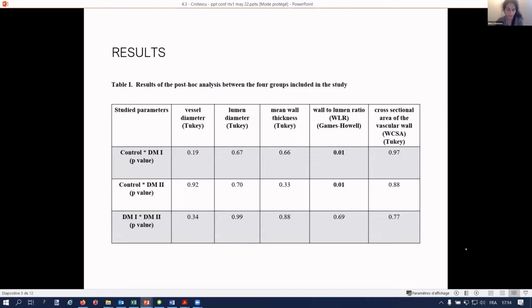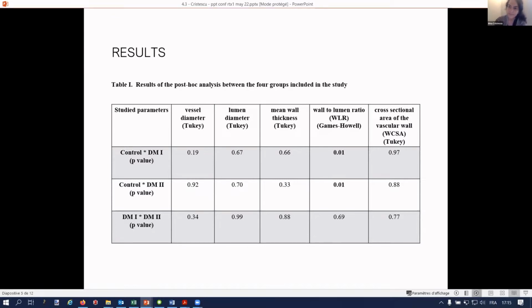The post hoc analysis between the groups included in the study showed significant differences of the wall-to-lumen ratio values between the control and type 1 and type 2 diabetic groups. Interestingly, between the 2 diabetic groups, no significant differences have been noted, despite a significant difference of diabetes duration between the 2.